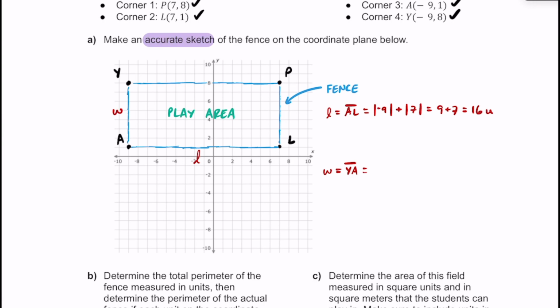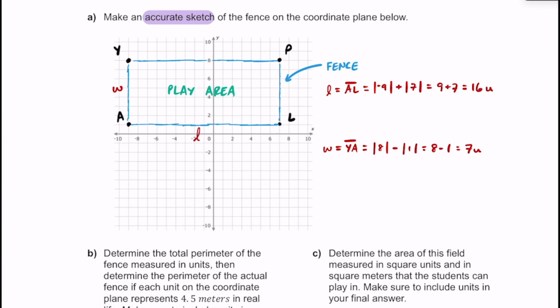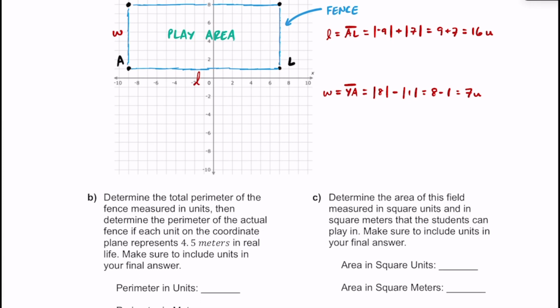They're in the same quadrant, so it looks like Y is up here at 8, and A is down here at 1. So if they're in the same quadrant, take the one with the greater absolute value, which is 8, and subtract the one with the lesser absolute value, which is 1. That's going to be 8 minus 1, so that's a distance of 7 units between A to Y. So we know the width here is going to be 7 units. Let's go ahead and use that information to tackle some of these problems down here.